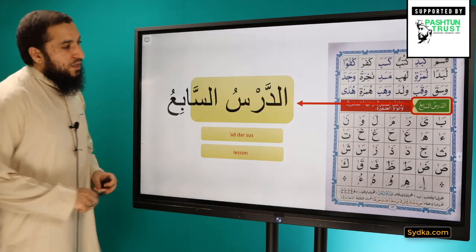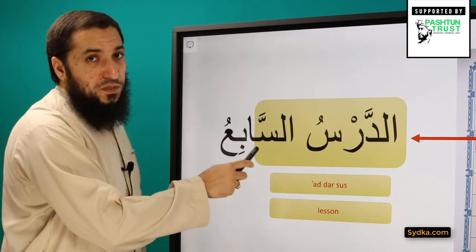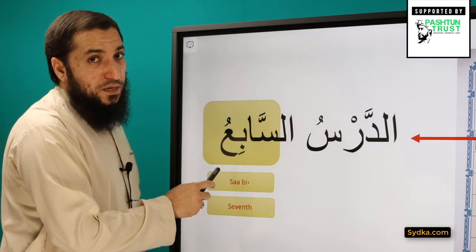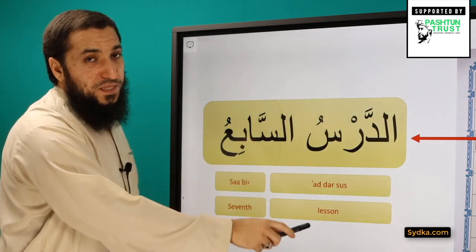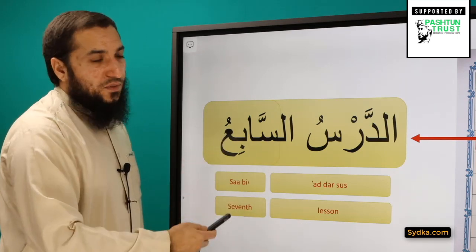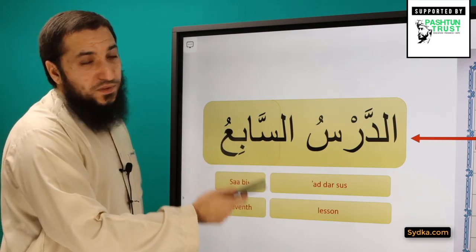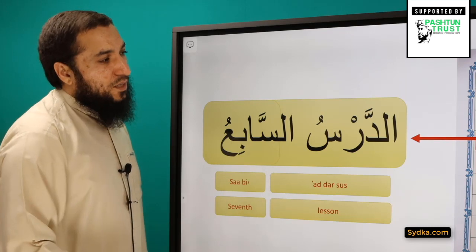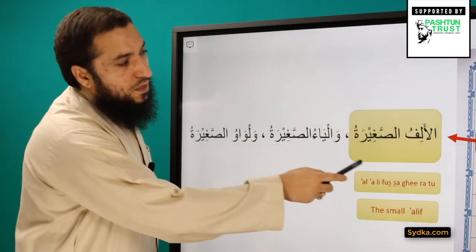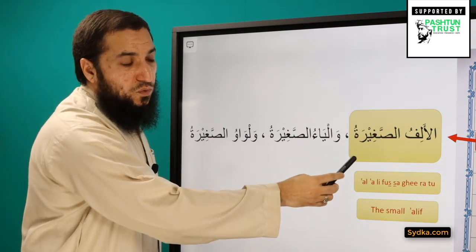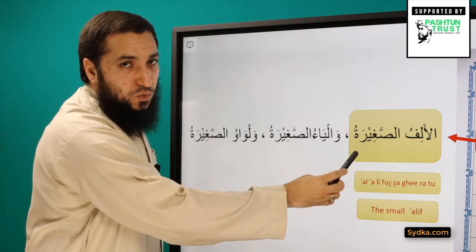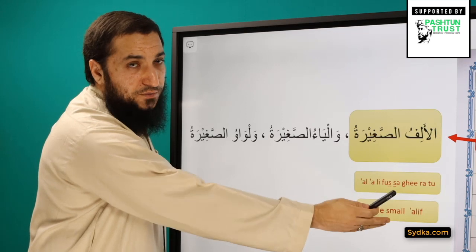So the first line is Ad-Darsu Sabi'. Ad-Dars means lesson, Sabi' means seventh. So this is the seventh lesson of Al-Qaida Nuraniya. And this lesson is about Al-Alif Al-Saghiratu, which means the small alif.